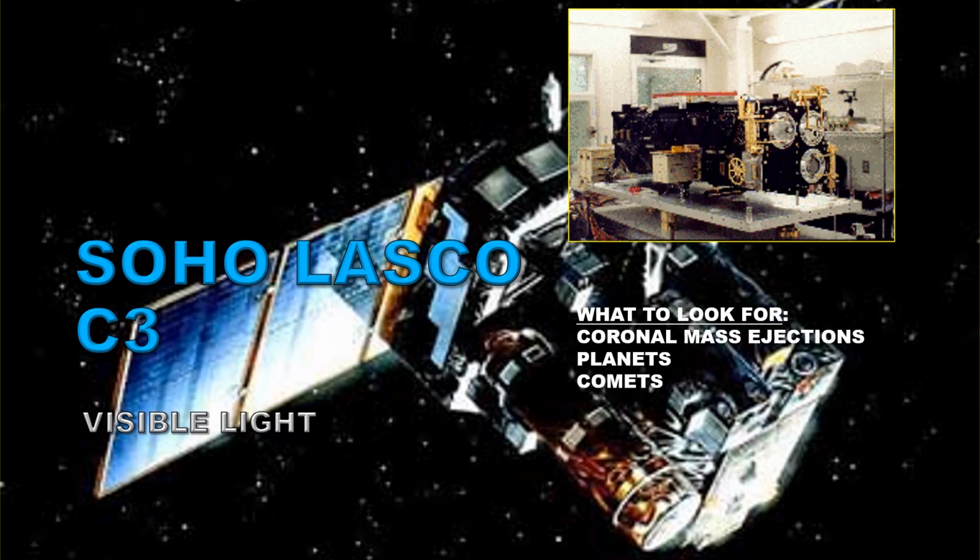If you want to observe beyond the field of view of the C2 coronagraph, you have to go to the C3 coronagraph, which has a much larger field of view. You can still see coronal mass ejections, but now you can see planets wandering by the sun and also sun-diving comets if you're lucky.